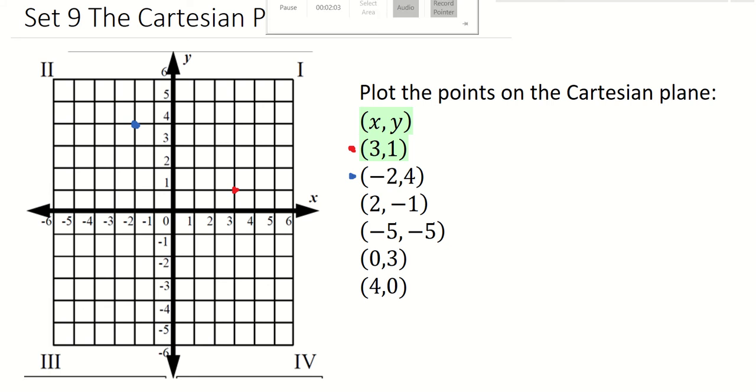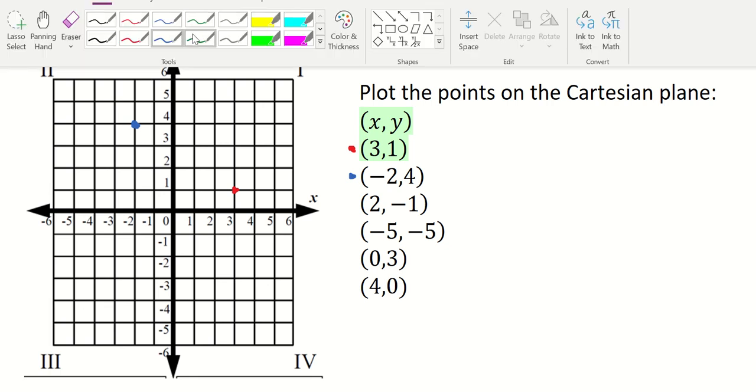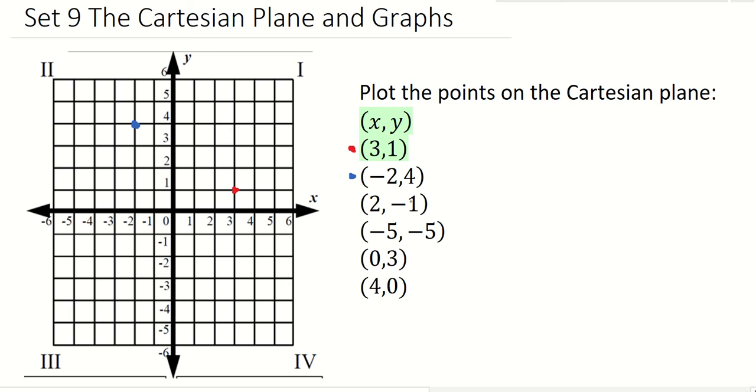Okay, so the next one we're going to go across 2 and then up, or in this case down to -1. Okay, so 2 across and then -1. So we go across 2, 1, 2 and down -1, and there's our dot just there. All right, so we've gone across 2 and down 1, and that's our third one.